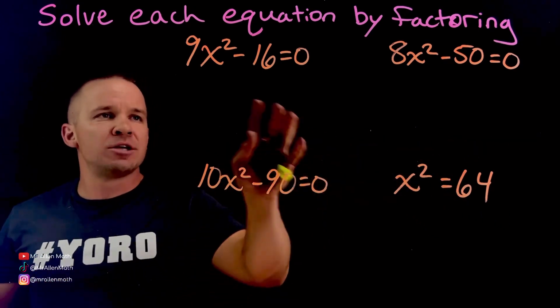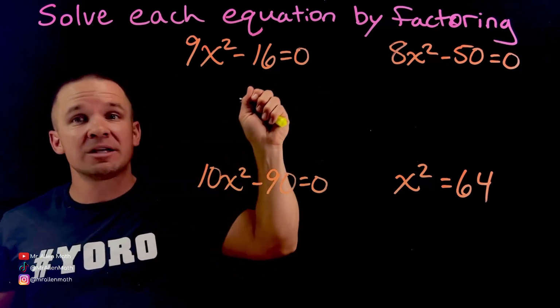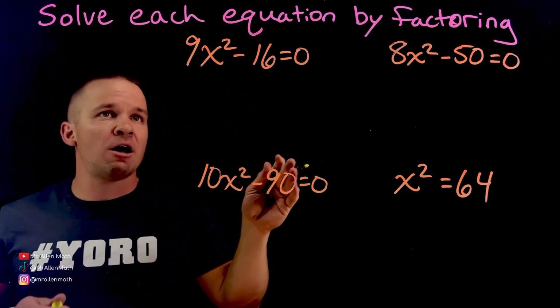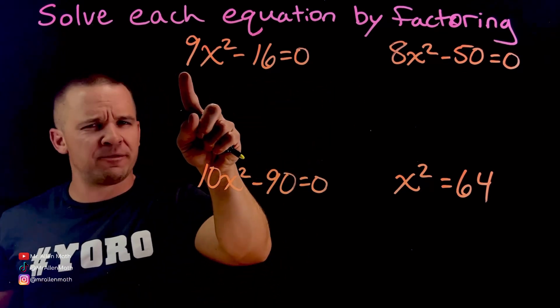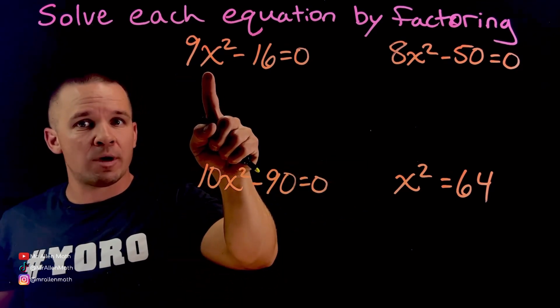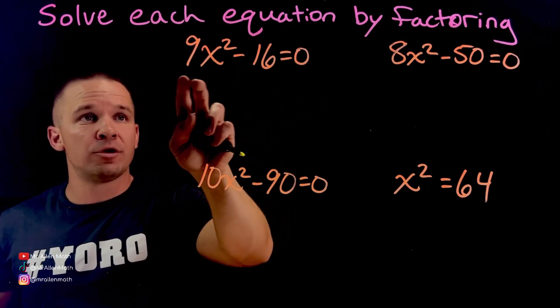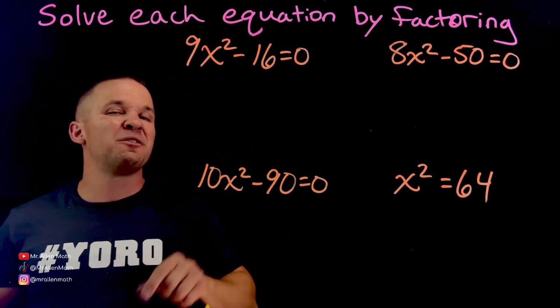Let's get it. So we have to be equal to 0 in order to solve by factoring, and we are. Check. Step 1 done. Now if I look at these, 9 is a perfect square, meaning I can square root it nicely. It's 3. Square root of x squared is x. Square root of 16 is 4. We have a difference of 2 perfect squares, so we can factor it in this way.